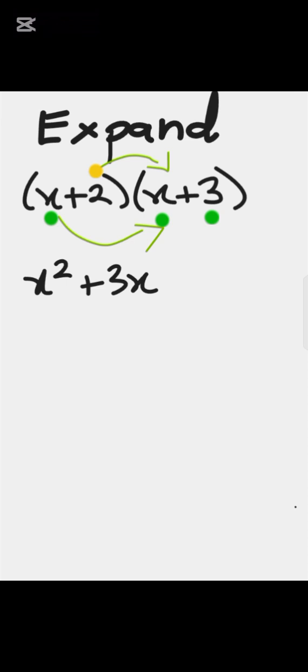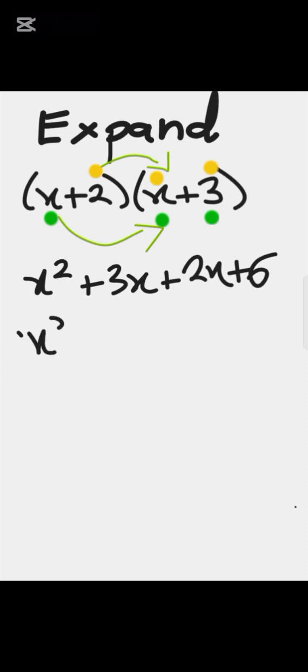So positive 2 times x, that gives us positive 2x. Then the positive 2 does the same with the next term in the other bracket. So positive 2 times 3, that gives us positive 6. At this point we're just going to group like terms, or we're just going to simplify them. There is just one x squared term, so we are going to maintain that and write our x squared.